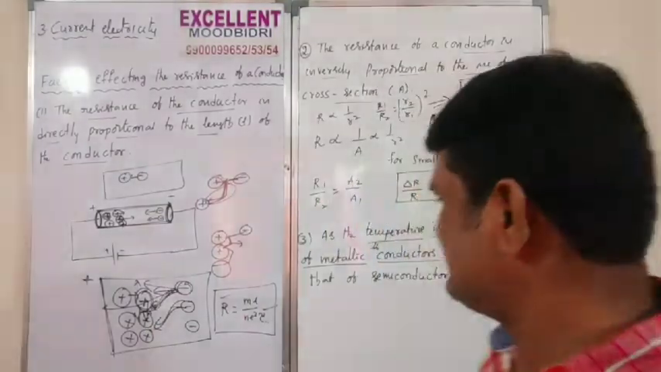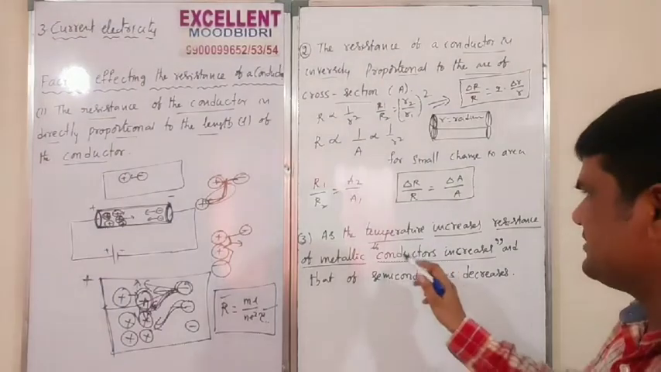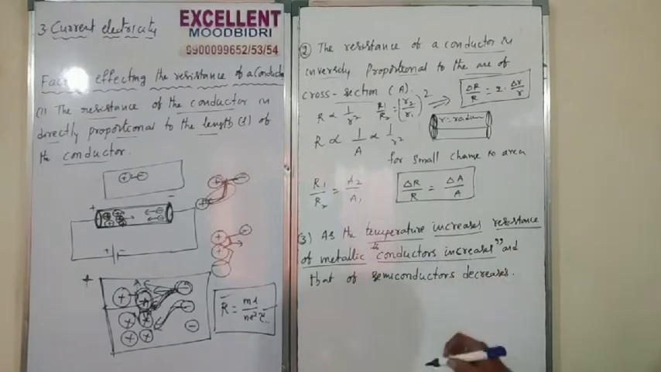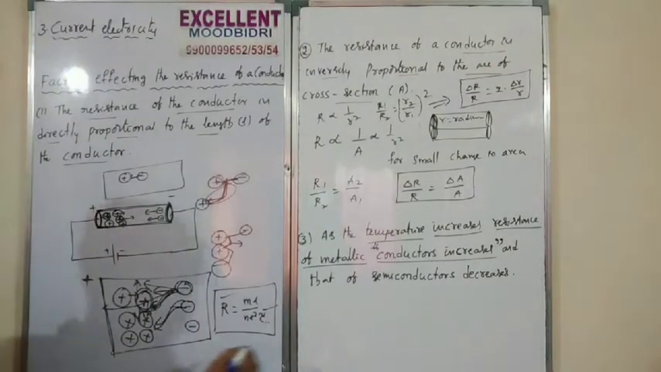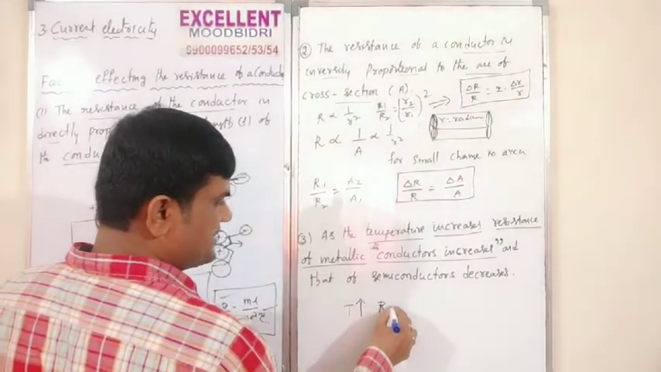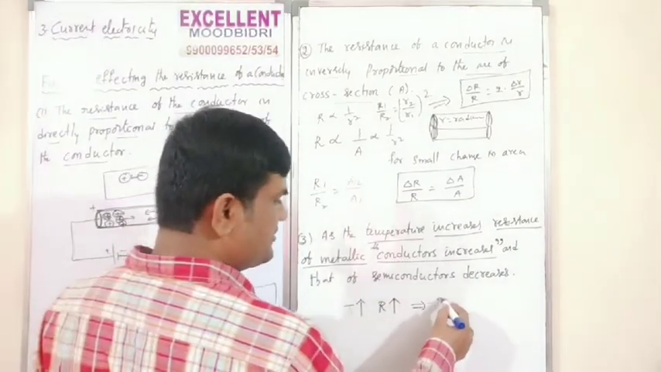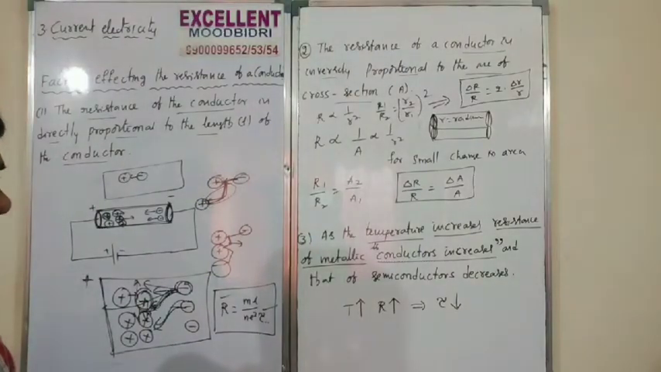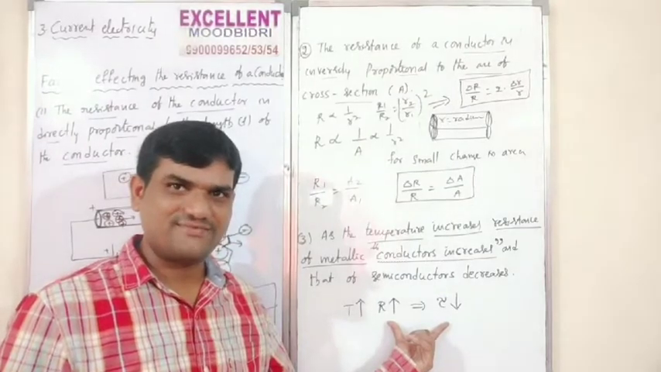So as the temperature increases, the resistance of a metallic conductor should increase. Temperature increases means resistance also increases. Resistance increases means relaxation time should decrease. Are you clear? This is a small extra relation I give you.